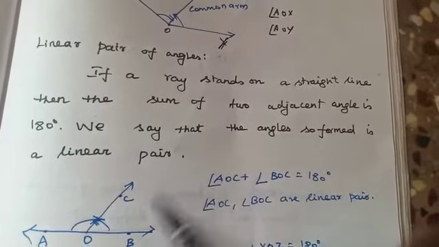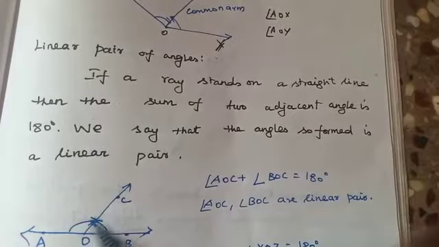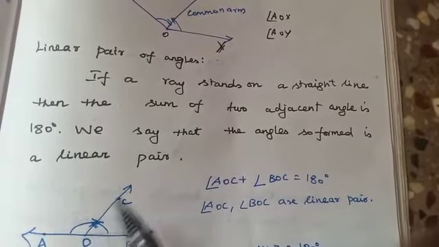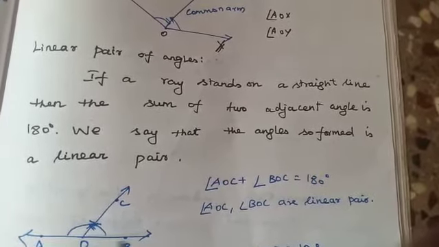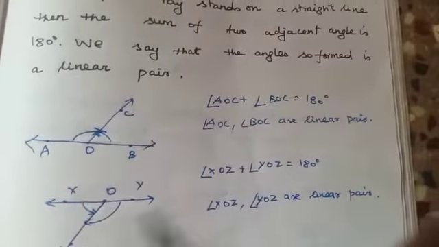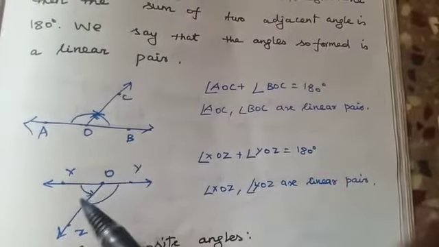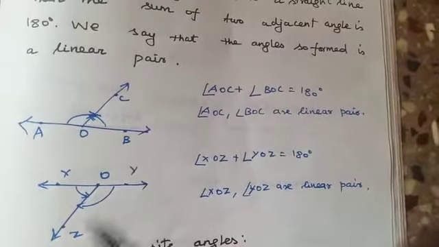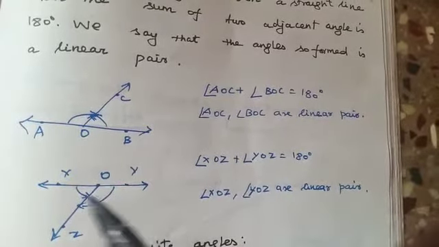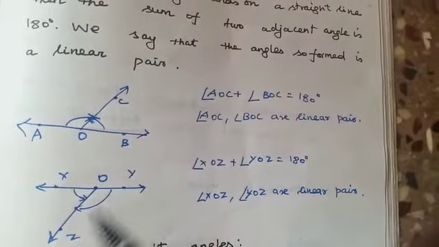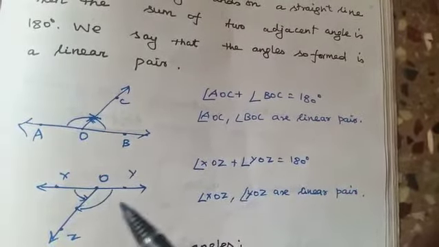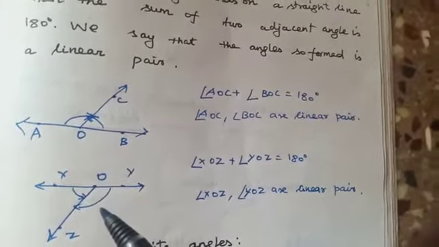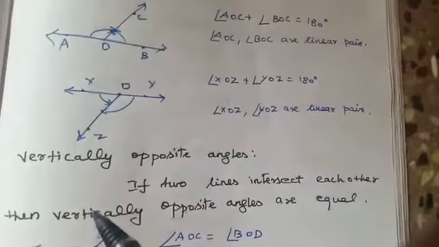Okay children, we say that the angles so formed, these adjacent angles AOC and BOC, the two angles are a linear pair. See this figure also. Angle XOZ plus angle YOZ is equal to 180. Therefore, angle XOZ and YOZ are a linear pair. These two adjacent angles are known as a linear pair.